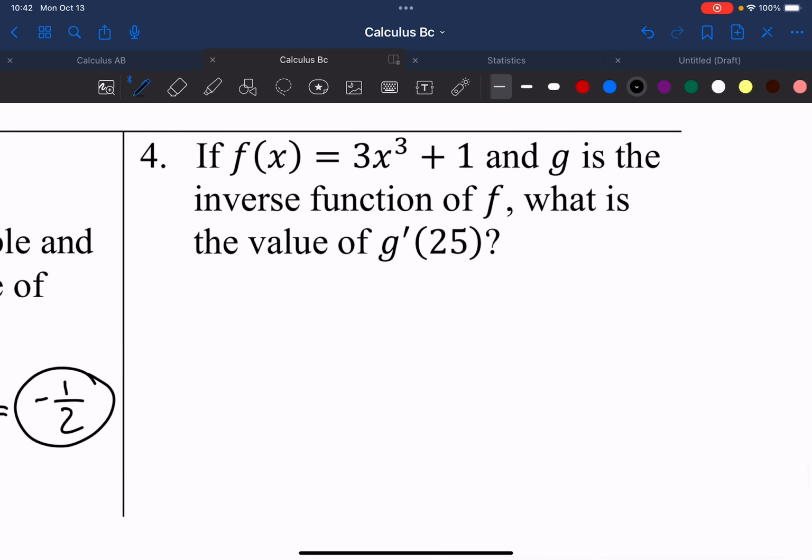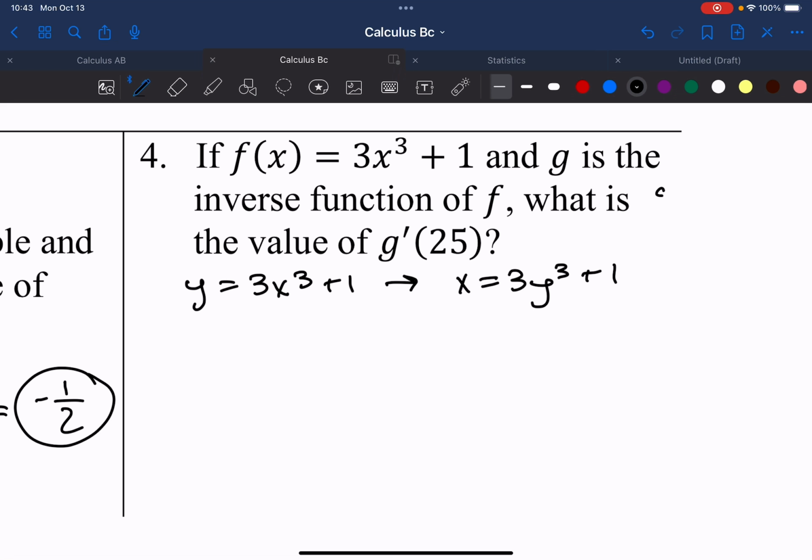Number 4 says if f of x is equal to 3x cubed plus 1, and g is the inverse function of f, what is the value of g prime of 25? If we're trying to find the inverse function, that means we are taking this function, y is equal to 3x cubed plus 1, and swapping x and y. So x is equal to 3y cubed plus 1. Then we need to find g prime of 25.